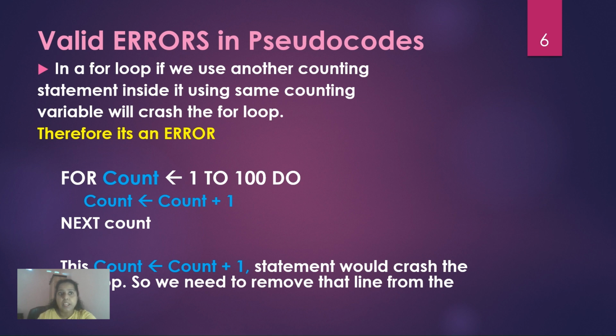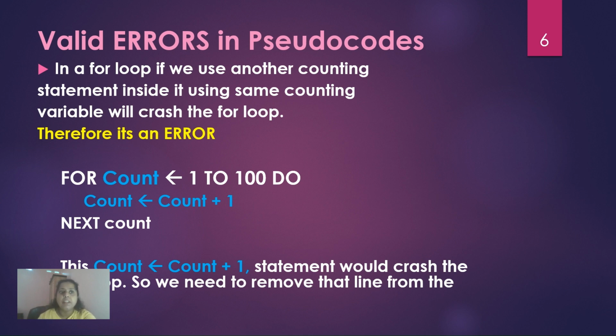In a for loop, if we use another counting statement inside it using the same counting variable, it will crash the for loop. Most of the time in for loops we see it like this, and therefore it is an error. For count equals 1 to 100, count equals count plus 1, next count. That is totally wrong.